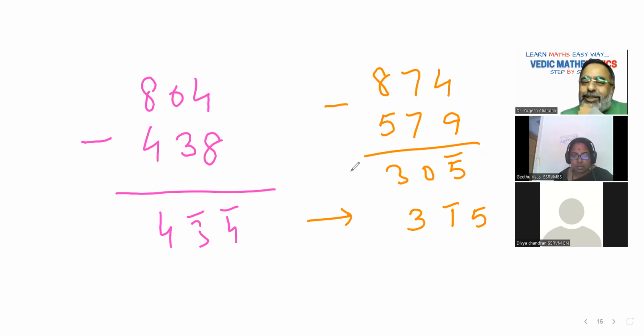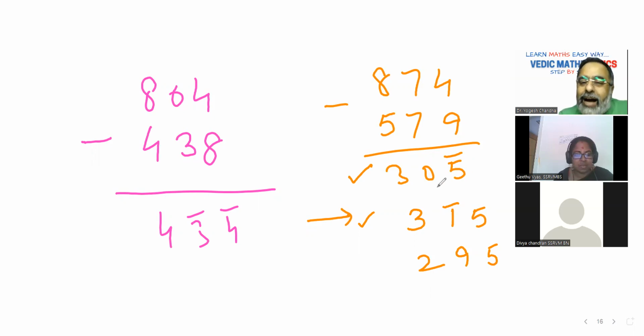So this was also a vinculum. Again, I got a vinculum. So what we have done? Then again, 5 will remain the same. Then this 1 bar will become 9 and 3 will become 2. Great. Okay. Now I'll give you a shortcut to understand.